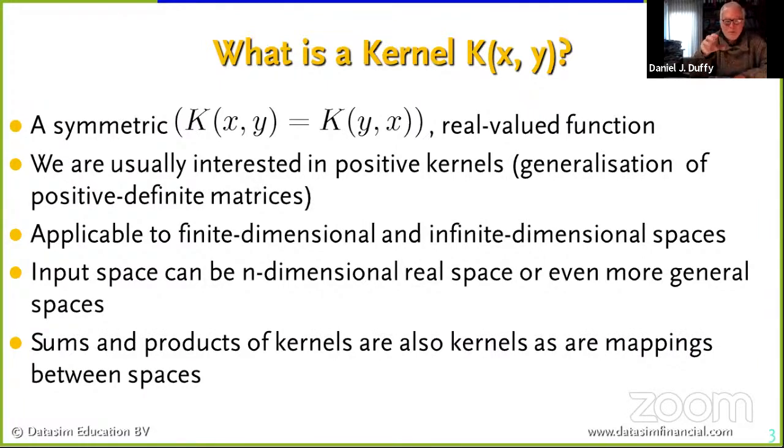When we go into kernels, you can add two kernels together and it will also be a kernel, positive definite. Products of kernels are also kernels, and mappings between spaces, which we'll see later, when you map one space into another. So you've got a kernel in the first space and that's mapped into a kernel in the second space. It makes it also a kernel. The difference of two kernels is not a kernel because you don't get positive definite functions. Okay, so that's basically a kernel.